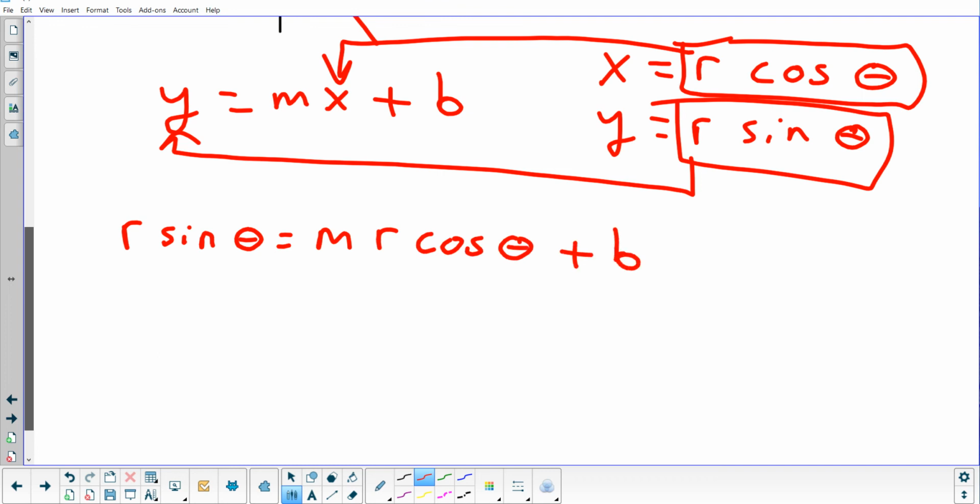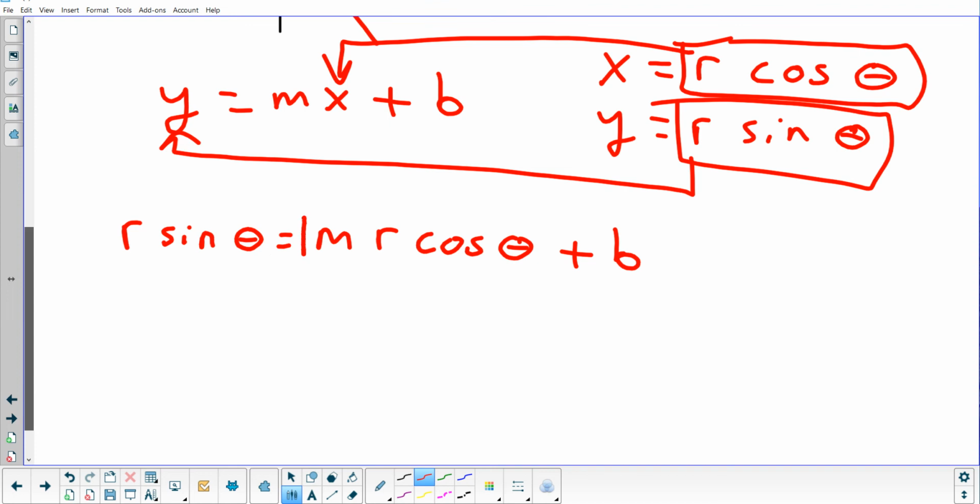Okay, and we want to get r by itself. So what would be the first step to at least getting r by itself? We want to at least get all the r's where? On the left side. Yeah, at least get them all on the same side. All right, that's the first step.